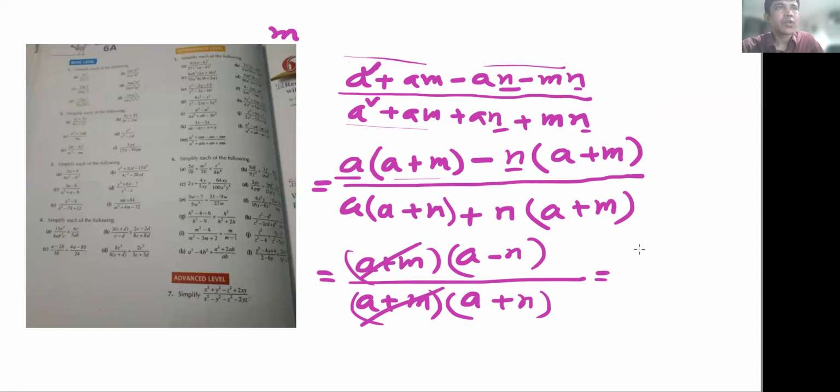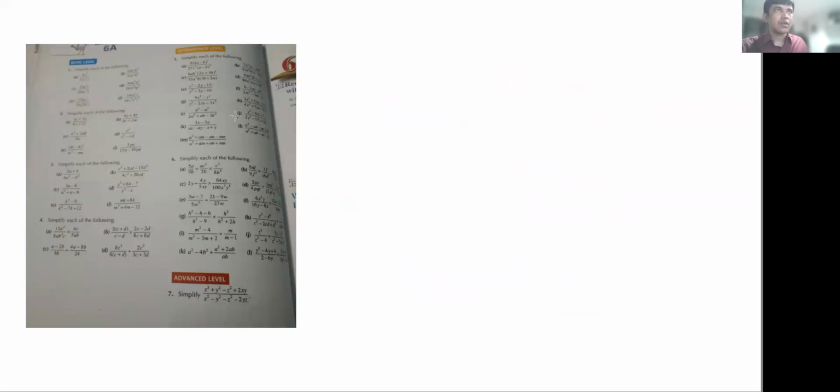Okay. So the result is (a minus n) divided by (a plus n). This is the answer. It looks big, but it's so easy, right? The similar way, all these things you can do. Let's do h.